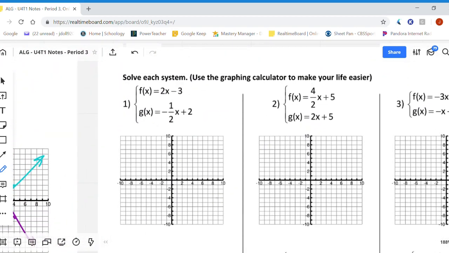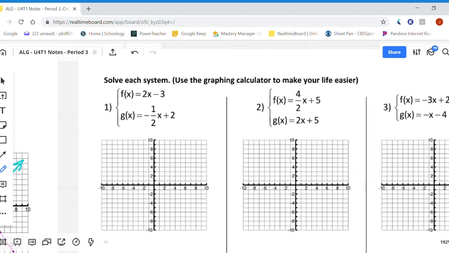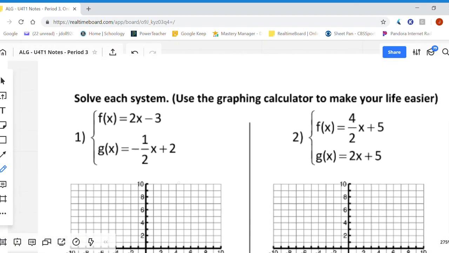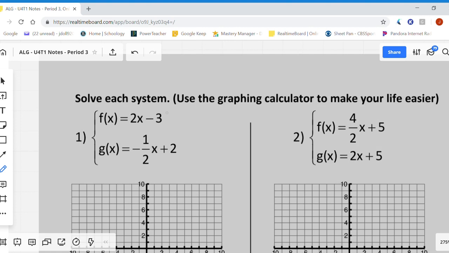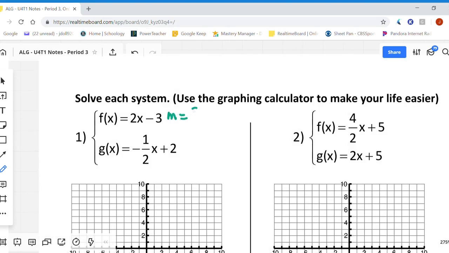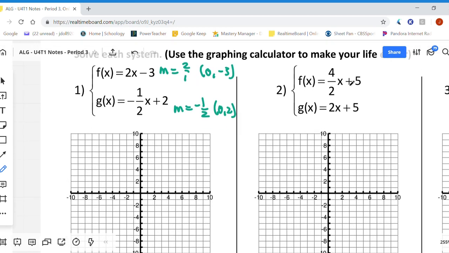So let's take a look at f of x and g of x here in number 1. Again, going back to what we did in the example, this is slope-intercept form, right? So my m is 2 over 1, my ordered pair is 0, negative 3. Down here, this is also slope-intercept form, and so I graph there. So now I can graph these. I go to 0, negative 3. I can go up 2 and right 1, down 2 and left 1. Let's graph my other one here at 0, 2. I'm going to go down 1 and right 2, up 1 and left 2.